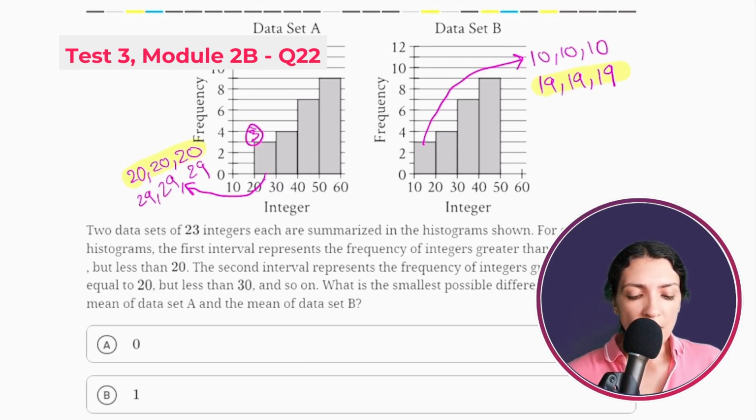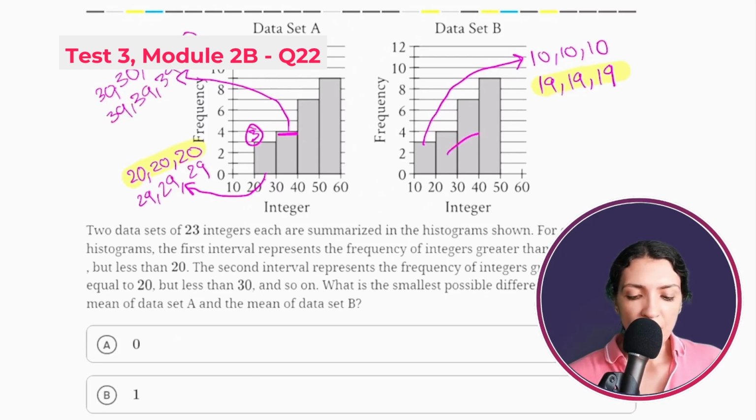Now, let's look at the second bar. The second bar is between 30 and 40 for data set A, which means that our values on one extreme could be 30, and on the other extreme could be 39. How many values does this bar contain? Well, that's told from the height. The height is 4, saying that it holds only 4 data points. So on one extreme, this could be 30, 30, 30, and 30, or 39, 39, 39, and 39.